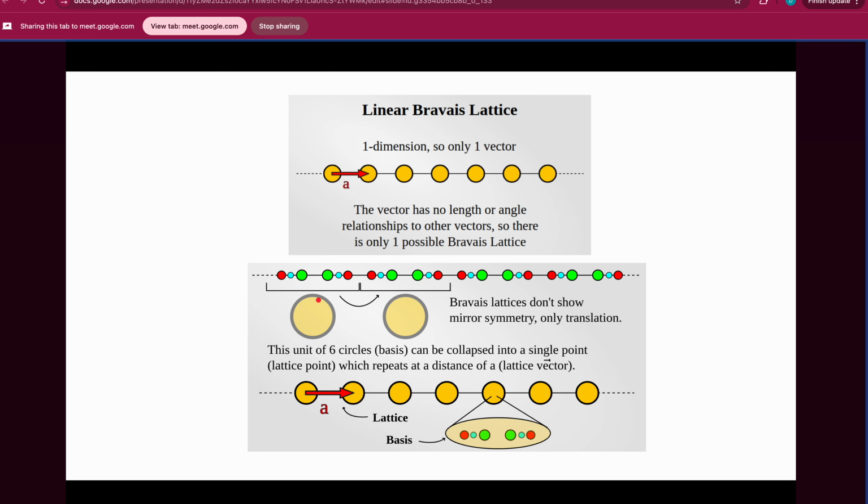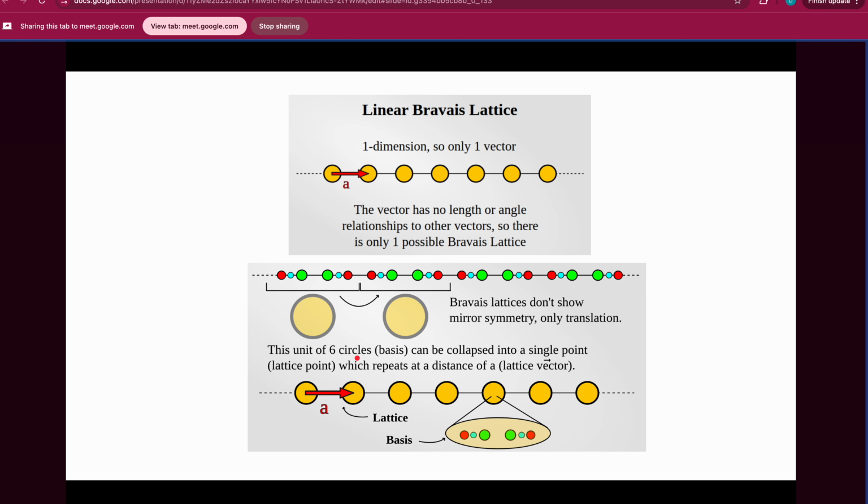Which means they are like moving forward in space, so there is some translation. In later slides, I'll show you an example of translation and what it actually means. Translation is just a movement which happens over some distance. So they don't show mirror symmetry, only translation.